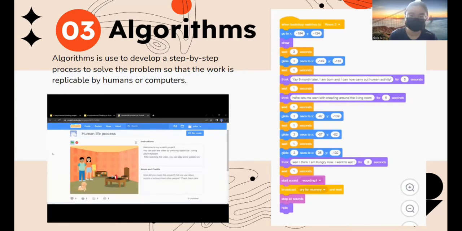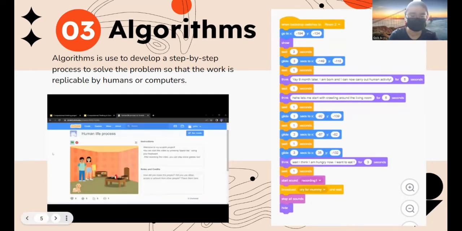In this video, I'm trying to make the baby crawl around the room. So this is the code that I use. The code is shown on the right-hand side. So this is about the algorithm.